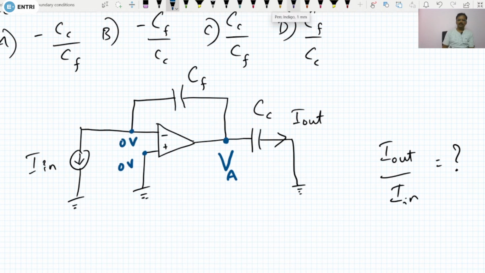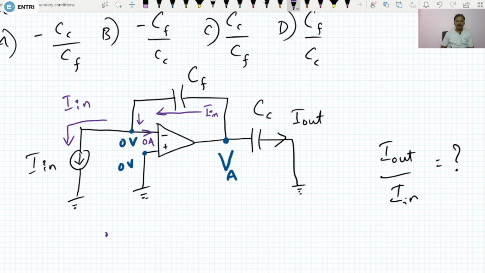And here they have given I in flowing like this, and the op amp cannot draw any current, so the current through the op amp is 0 amperes. So what must be the current that has to flow here? Tell me. If you apply the KCL, what are you going to get? The current leaving is I in, here it is 0 amperes. So the current that has to flow here is also nothing but I in. Yes or no?